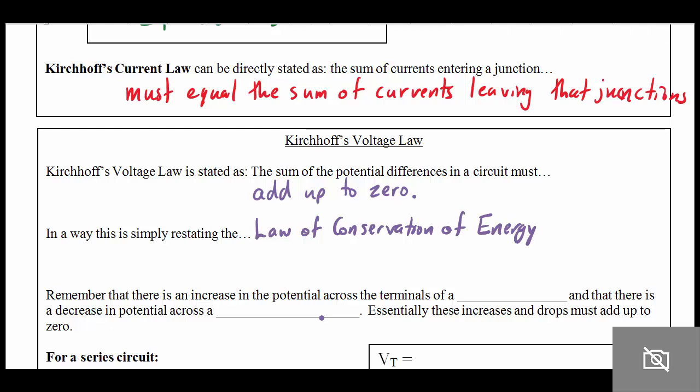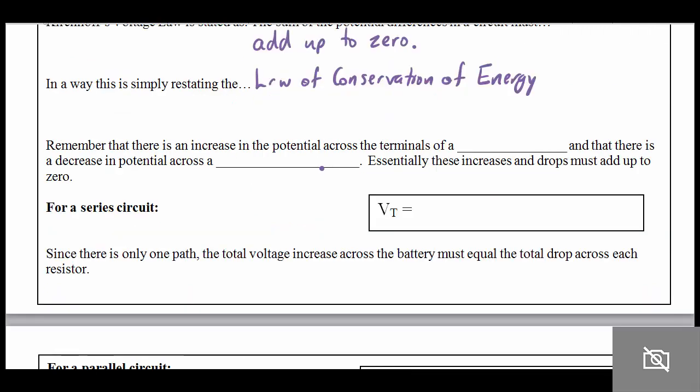This is just saying that as a battery or some sort of voltage source pumps up the electrons full of energy, those electrons are going to use that energy somewhere along the circuit, in a light bulb, in a resistor, wherever. So you'll remember that when we have a battery, the potential difference increases across the terminals of the battery, and then that potential decreases across a load. The load is just the general term for a resistor or light bulb or anything that uses that energy, a motor, anything like that. So essentially these increases and drops must add up to 0.